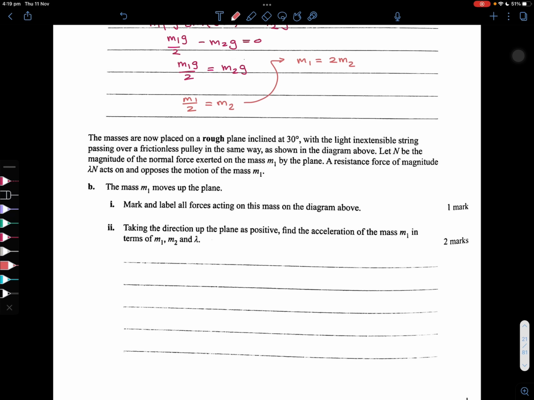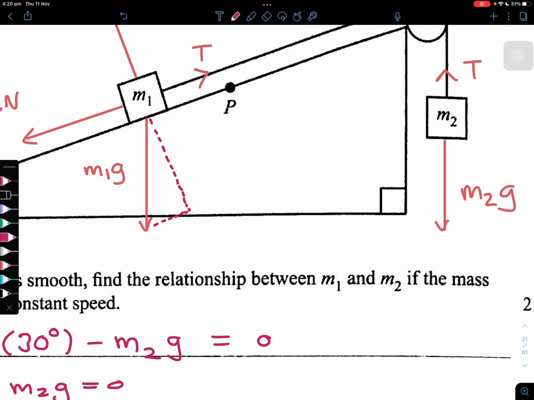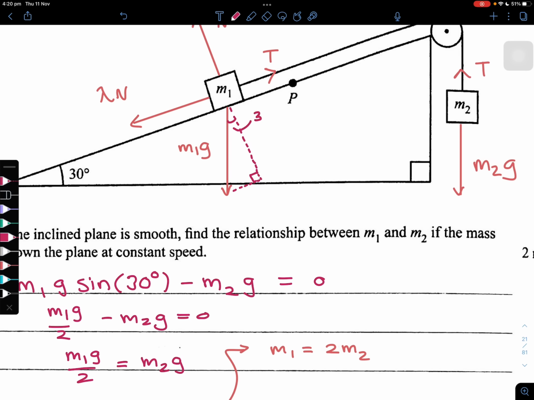Taking the direction up the plane as positive, find the acceleration of the mass m1 in terms of m1, m2, and lambda. Okay, so what I'm going to do now is, let's actually break down this component into its horizontal and vertical components. Right angle triangle. This is the same angle as what we have here, 30 degrees. This becomes m1g sine of 30. Sine of 30 is a half, so I'm not going to write that. This component here is m1g cos of 30 degrees. Cos of 30 degrees is root 3 on 2, so I'm going to write root 3 on 2.